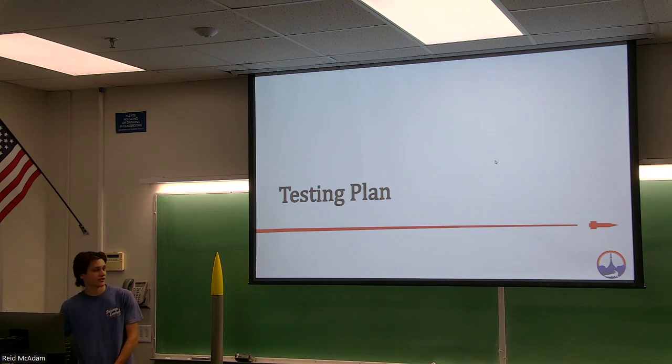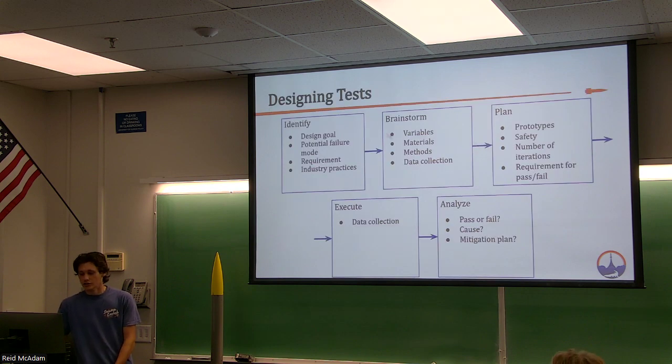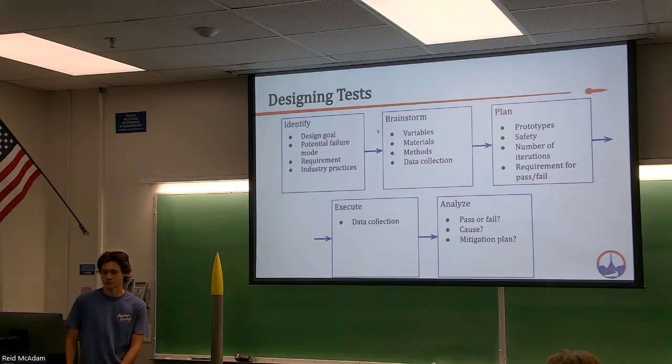Okay, so next up is a testing plan. A lot of times this is also called a testing campaign. There are a bunch of different steps to this. We'll start off with identify. That starts with your design goal. That could be the requirements from your competition. It could be just what you want to do. Between our two teams, the NASA USLI team has a lot more requirements than the spaceport team, so there are different things to weigh in for that. And you've got to look at what you want your design to do.